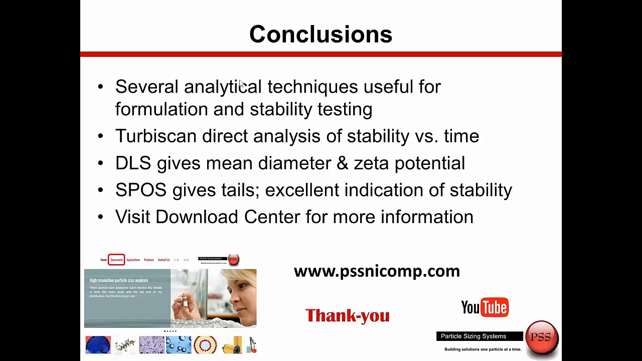That was a study I wanted to show you today, how we used various techniques for studying formulation stability, both for the formulation and for stability testing. We used the Turbiscan as a direct analysis of stability as a function of time. We used the Nicomp DLS system to look at the mean diameter and also the Zeta potential as we created these emulsions. And then we used the AccuSizer APS using single particle optical sizing, looking at the tails, what's the volume percent greater than 1 micron or greater than 5 microns, and that also is an excellent indication of emulsion stability.